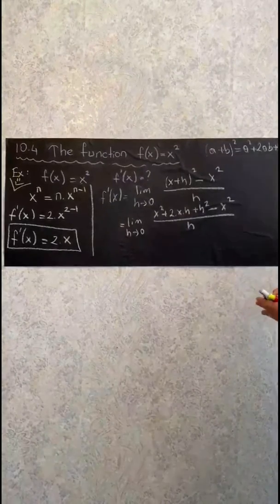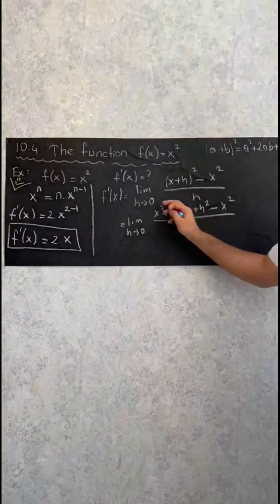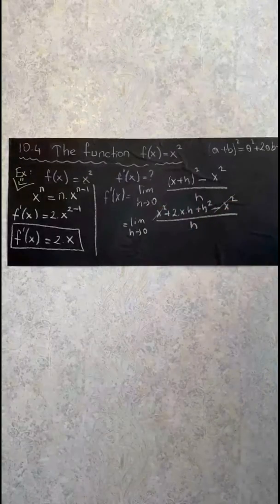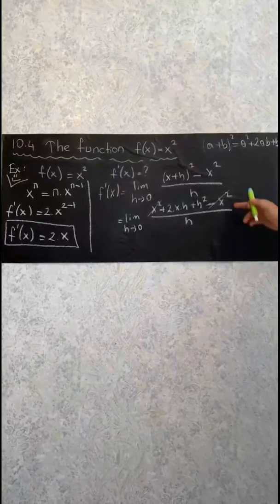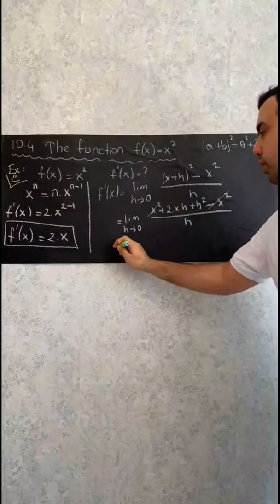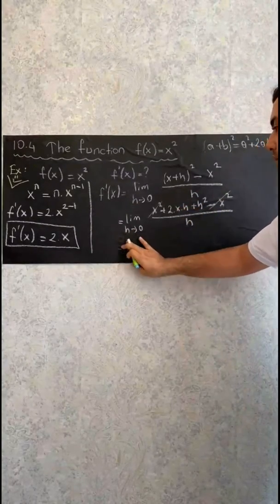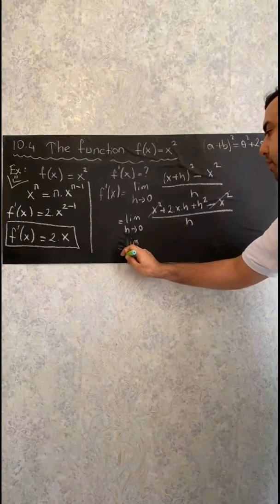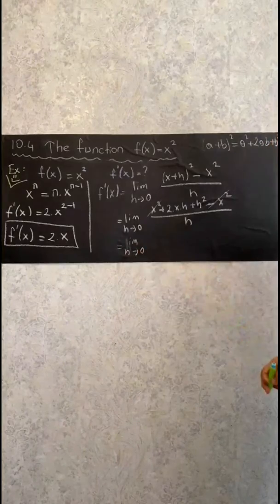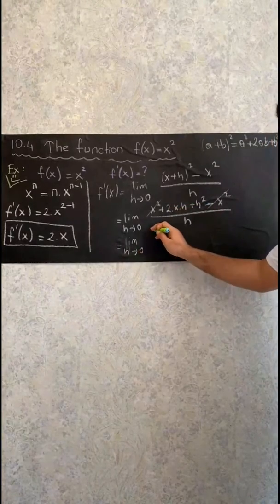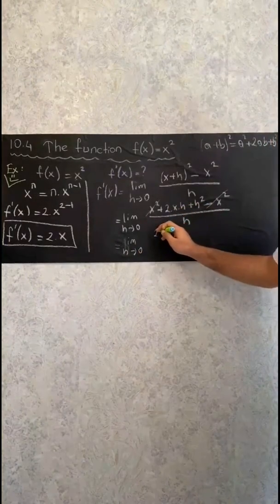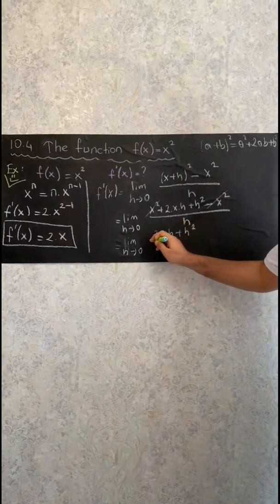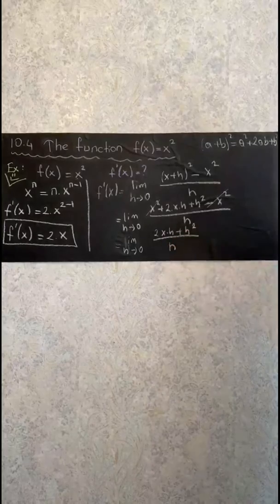So this positive x squared and negative x squared cancel. Simplify the x squared, yes? So the answer is the limit as h approaches 0, and what is left? 2 times x times h plus h squared over h.